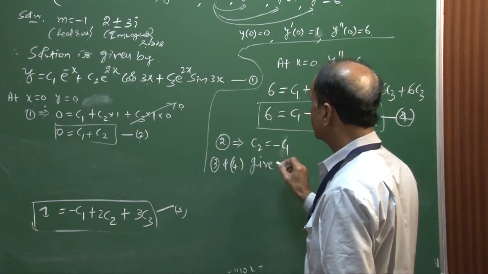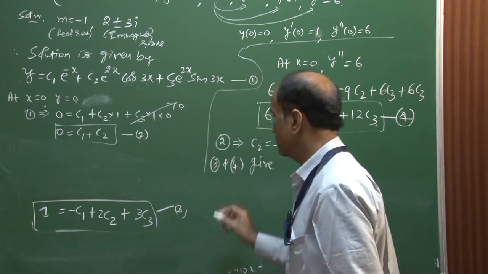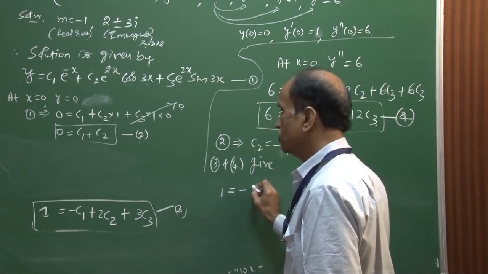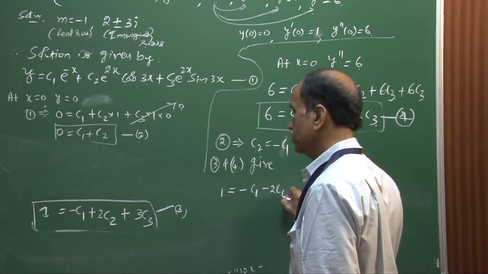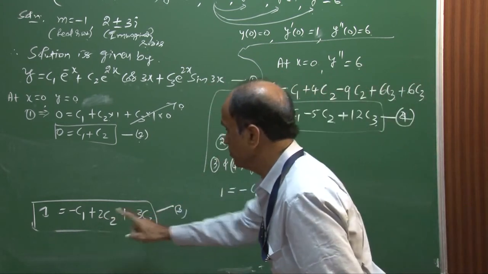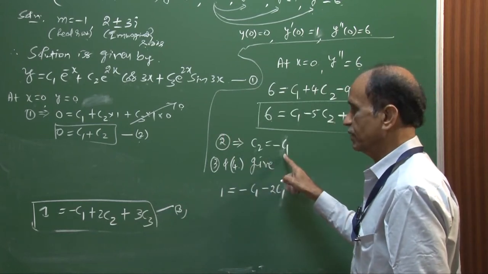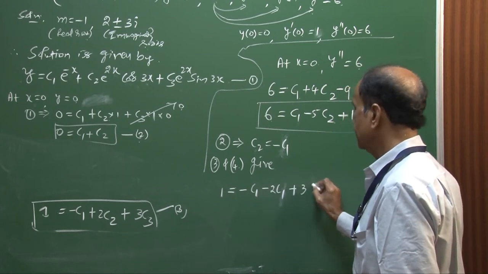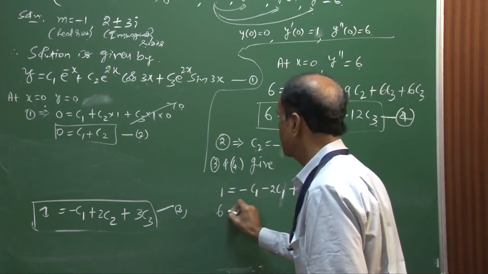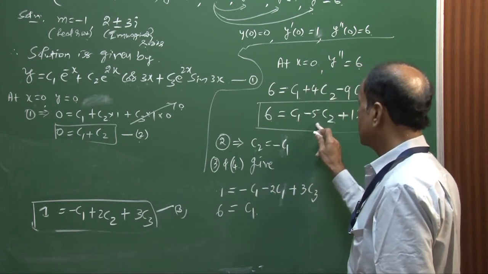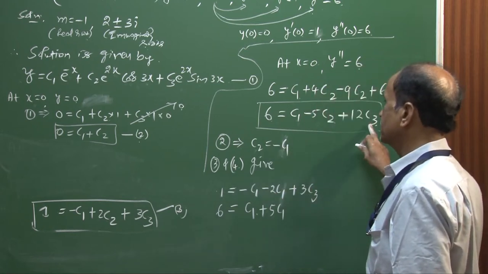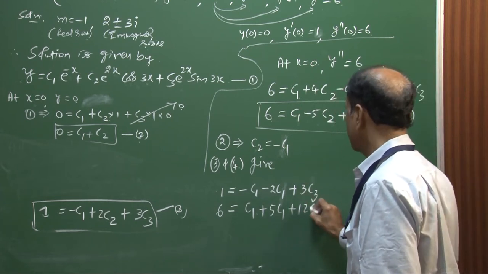Then equations 3 and 4 give, you substitute this value in 3 and 4. This is equation number 3. Therefore, 1 is equal to C2, that means minus C1, minus 2 times C1, because here plus 2 is there and minus C1 is there, plus 3 times C3. Then equation 4 gives similarly: 6 is equal to C1 as it is, minus 5 C2, with this minus C1 that becomes plus 5 C1, and C3 you write as it is, 12 C3.